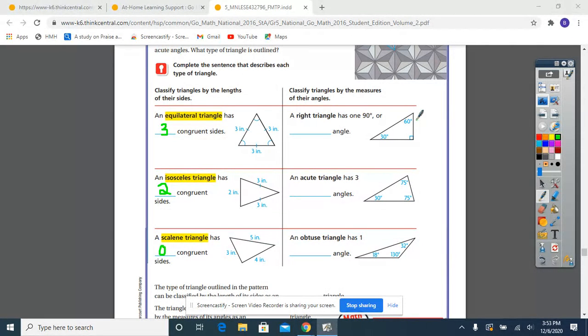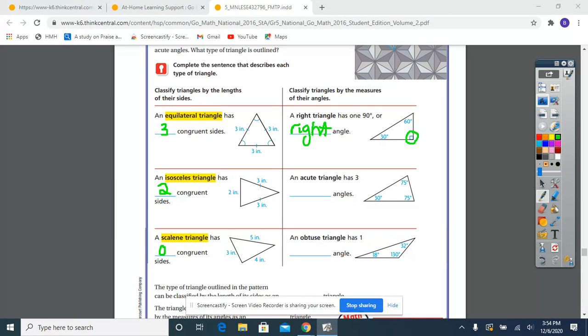So if a triangle has at least one 90-degree angle, okay, that means that that triangle is a right triangle, okay? It does not matter that this one's acute and this one's acute. It does not matter this one's 30, this one's 60. If it has one right angle, it is automatically a right triangle. So a right triangle has one 90-degree or right angle, okay?